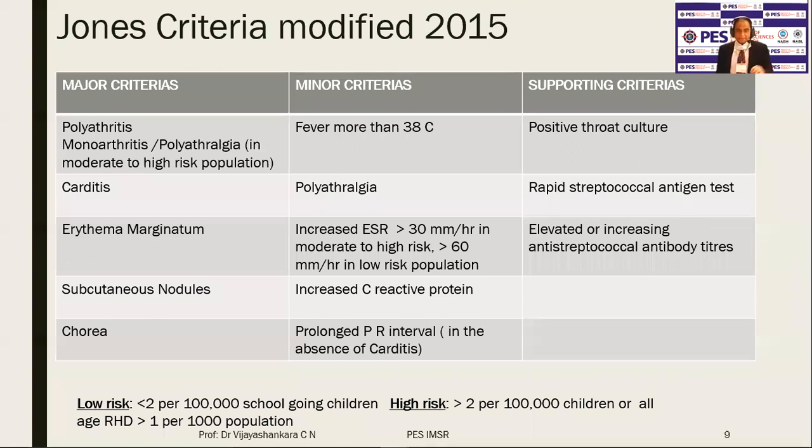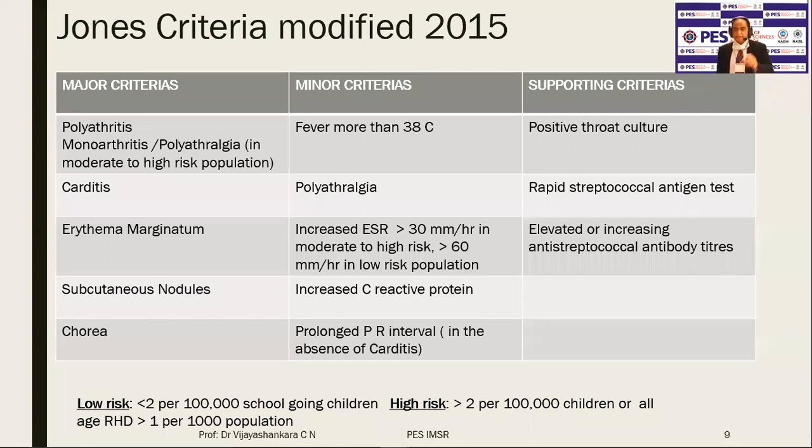Polyarthralgia, as I have already discussed earlier, can also be included in the minor criteria. Then ESR, more than 30 millimeter at the end of 1 hour in moderate to high risk, whereas in a low risk population, it has to be more than 60 millimeter at the end of 1 hour. And of course, there is an increased C-reactive protein as an acute phase reactant, and I have already discussed the prolonged PR interval in the absence of carditis as a minor criterion.